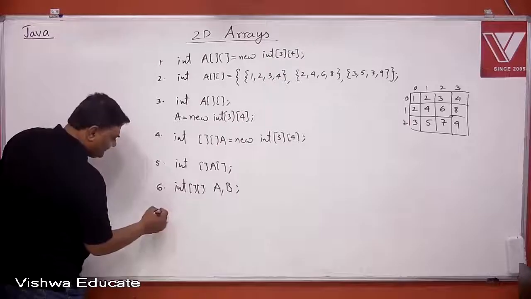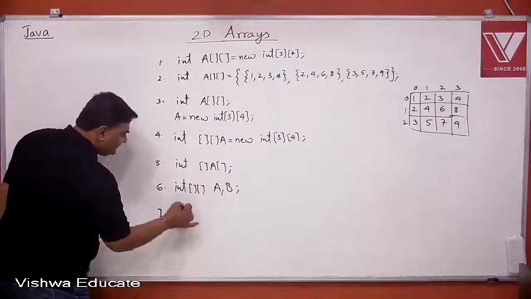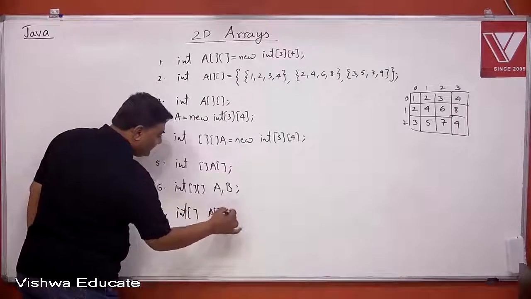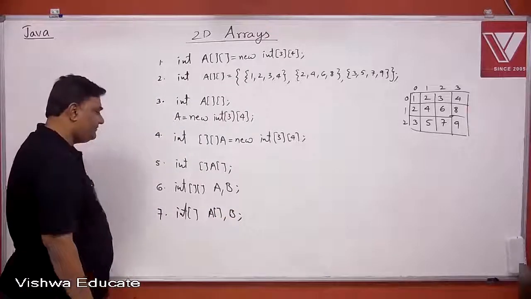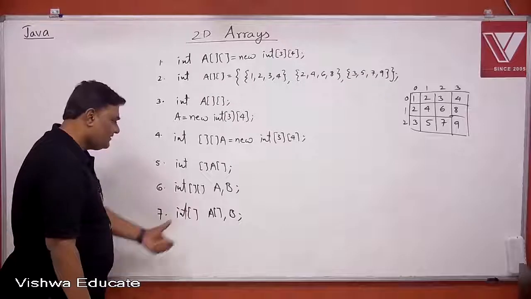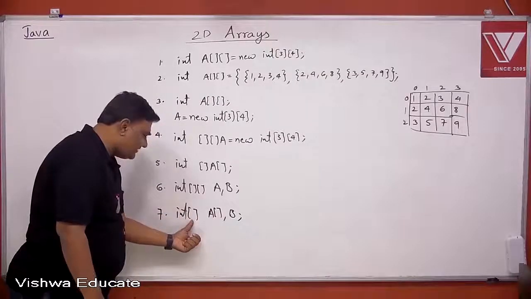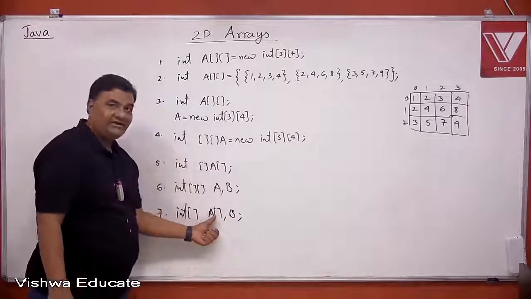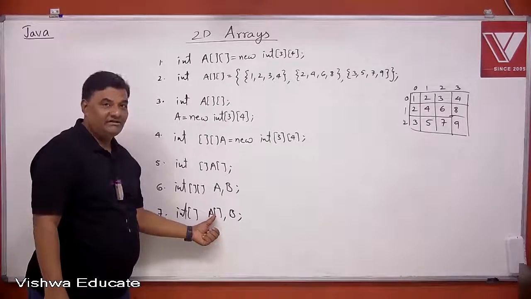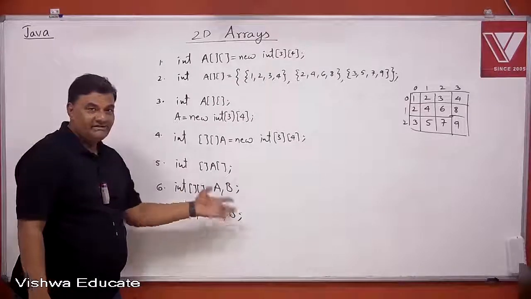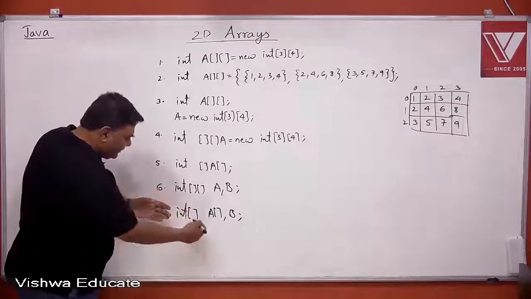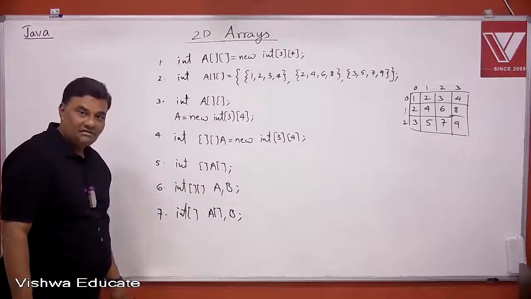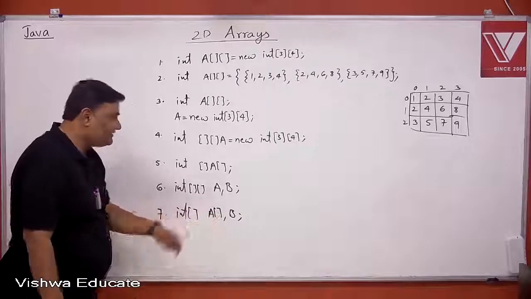One more thing I'll show you. Seventh: int[] a[], b. Can you tell me what it means? b is a single-dimension array reference. What about a? One more bracket is there, so it is a two-dimensional array reference. So a is two-dimensional, b is single-dimension. When you write the dimension along with the data type itself, it applies to all the variables that you write on that side.